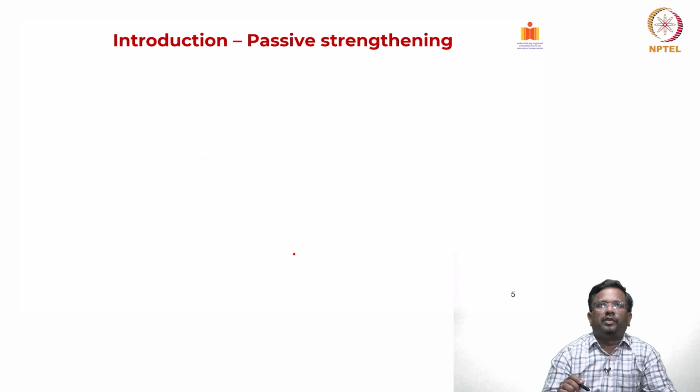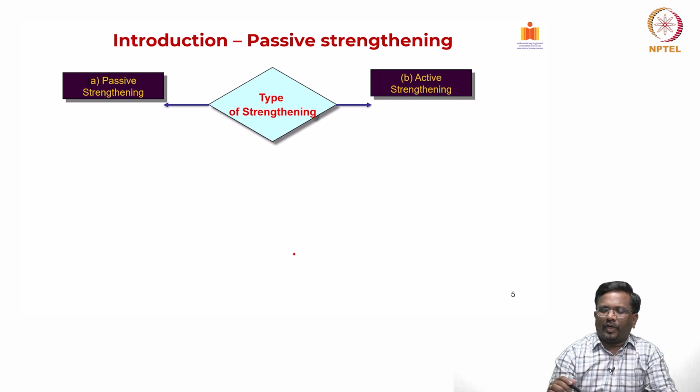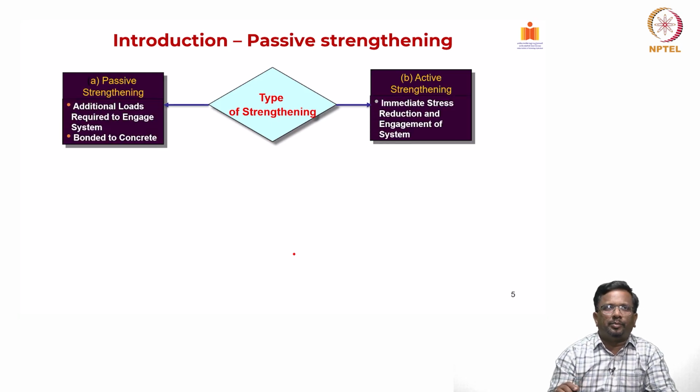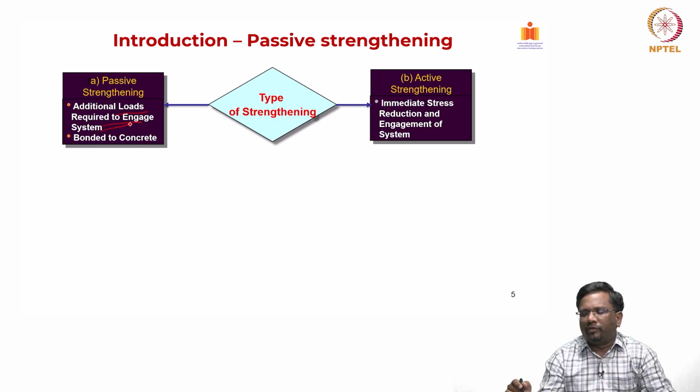Here we are talking about active or passive, and most structural interventions are passive in nature. So, we have two types, passive strengthening and active strengthening. Typically, passive strengthening needs additional loads to engage the intervention that you have added, whatever is bonded to the concrete. But active strengthening can help in immediate stress reduction and engagement of the system.